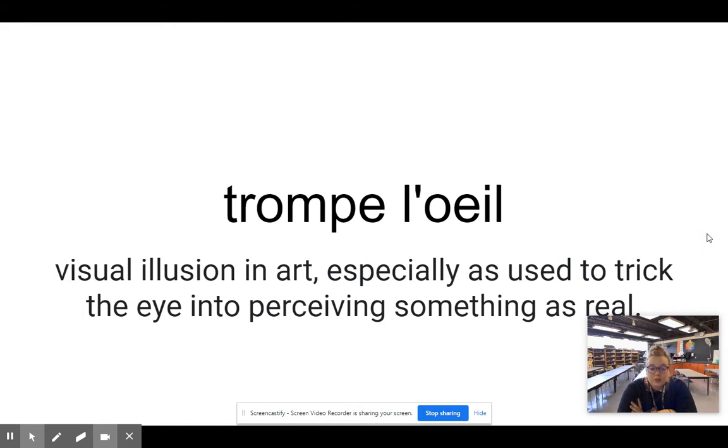So your project at home is called Trompe l'oeil. That's how you say that funny looking word. You might have heard of this in Mrs. Kavanaugh's class if you were doing any of those projects. She does do a Trompe l'oeil project there. But basically, what is Trompe l'oeil? It's a style of art. It's a visual illusion you use to trick the eye to perceive something as real, even though it's just a replication of it. Okay, so that's what trompe l'oeil is.